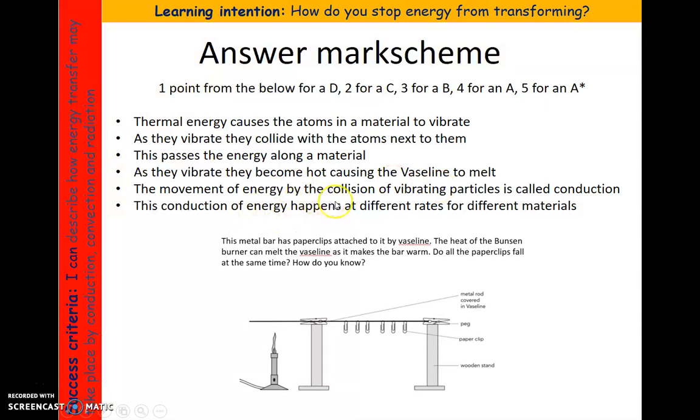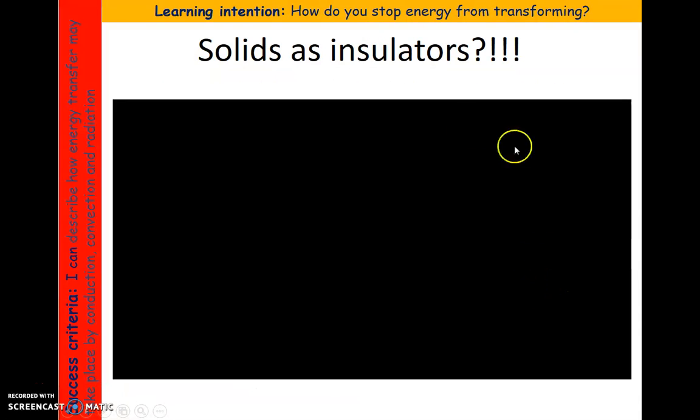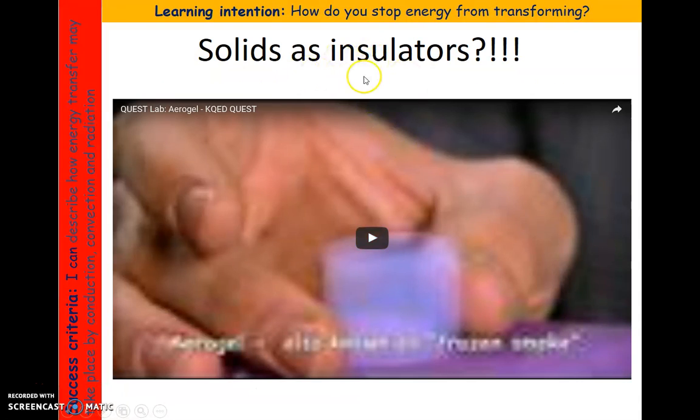This conduction of energy happens at different rates for different materials. So 5 of those would be an A star. All of them would be amazing. But you can also have solids as insulators, so solids that don't allow the energy to be passed on. So have a look at this. It's a very cool material called aerogel.